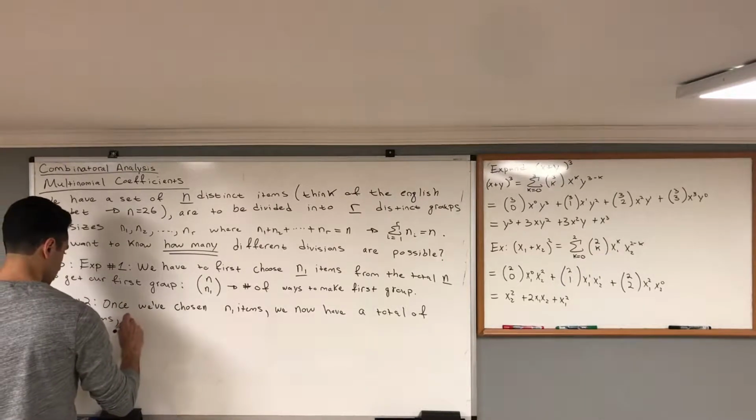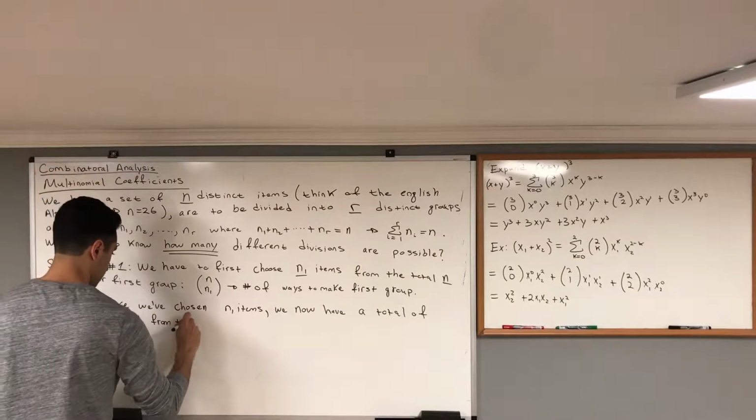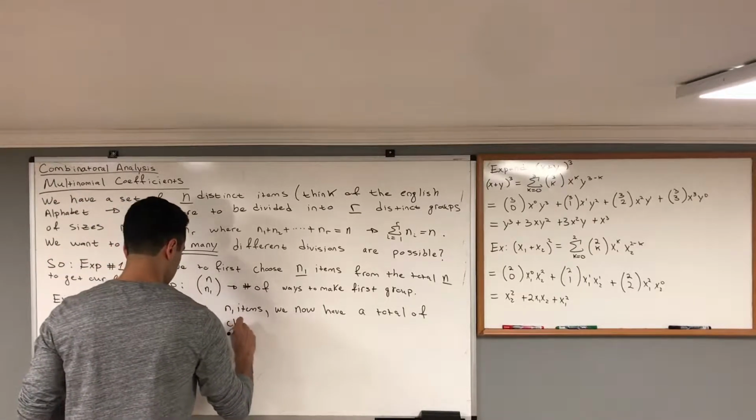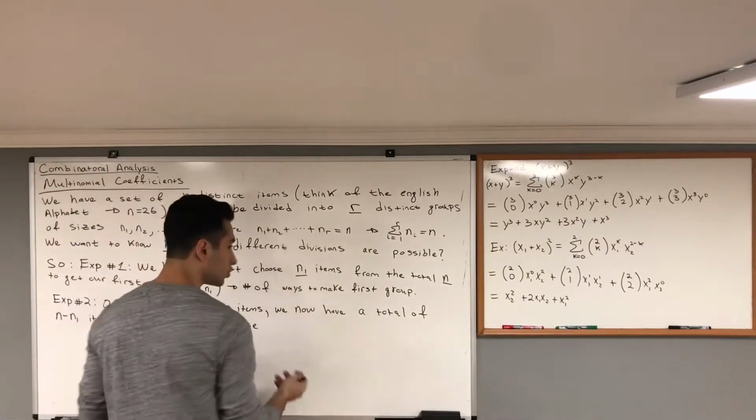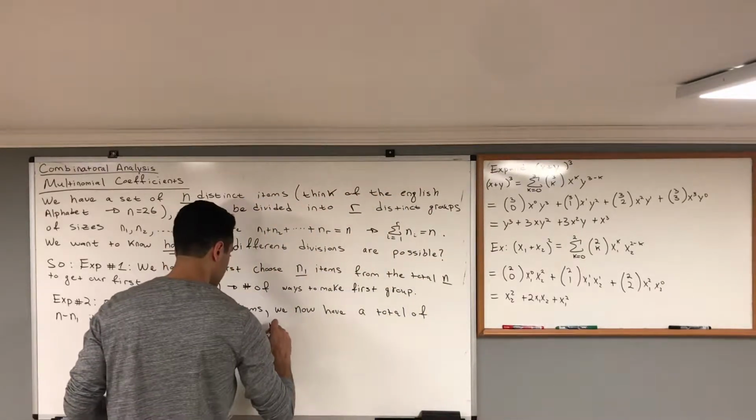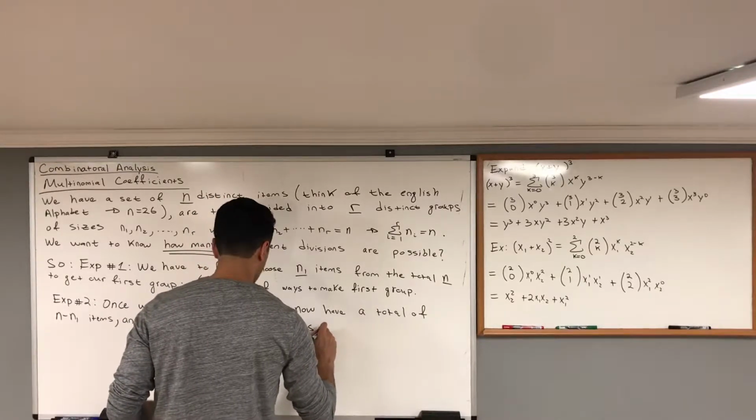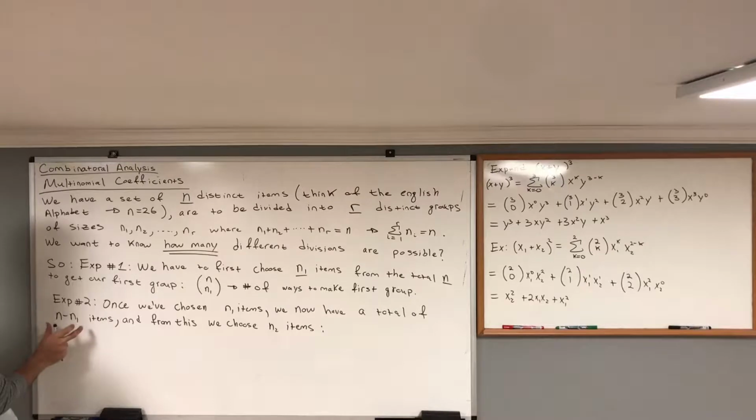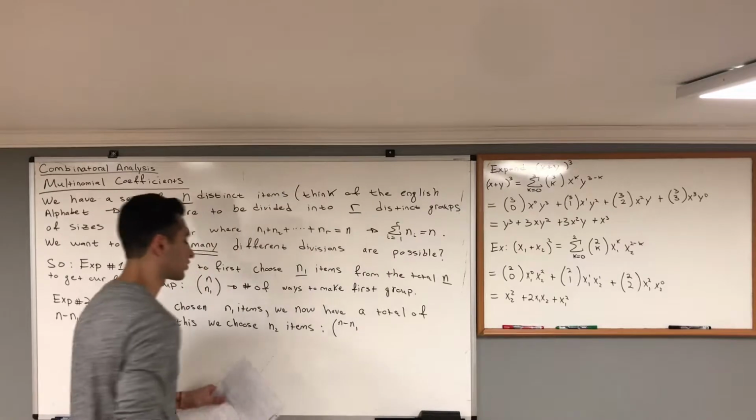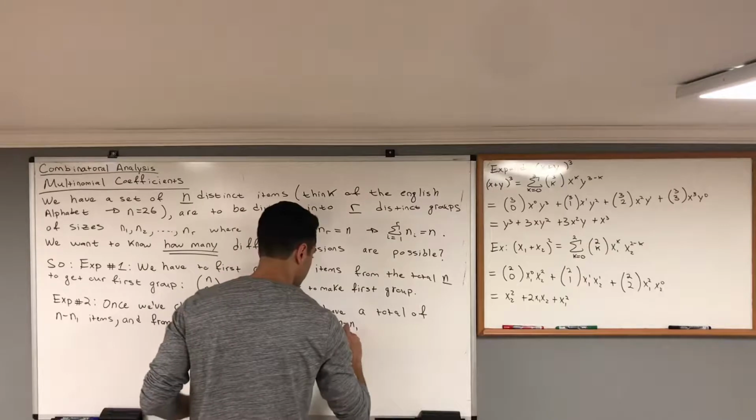And from this, we choose n2, right? A certain number of items from this. So let's call it n2. We choose n2 items. So how do you choose n2 items from the rest of the items that we have now? Well, we now have a total of n minus n1 items, so that goes on top. And we're choosing n2 items from this. So n2 goes on the bottom.